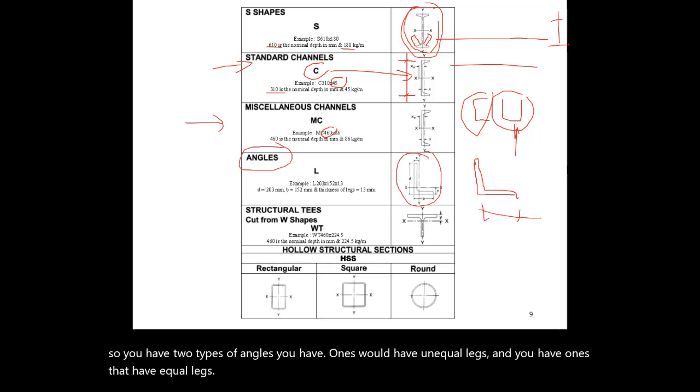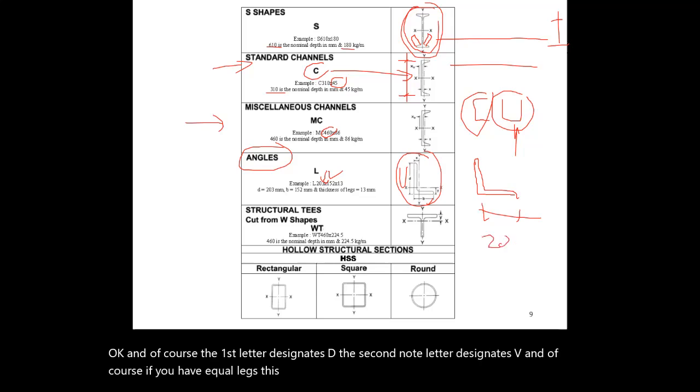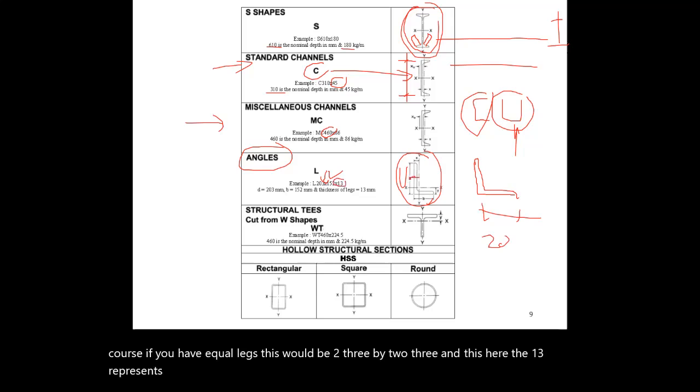Okay, and of course, the first letter designates the first leg dimension. The second letter designates the second leg dimension. And of course, if you have equal legs, this would be 203 by 203. And this here, the 13, represents the thickness of the legs. So this is called a leg. Okay. And this is T, which only represents the thickness.